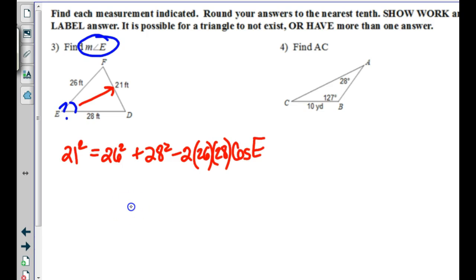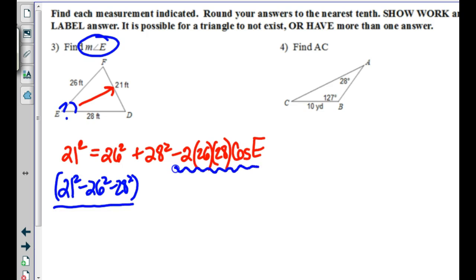All right, what do we want to do next? So 21 squared minus 26 squared minus 28 squared all goes on top. And what's going to go on the bottom? Yep, we need to divide all of this so that cosine of E will be by itself. So we have down here a negative 2 times 26 times 28. I am not going to use my online calculator for this because it takes longer. Somebody tell me what you get for the top.